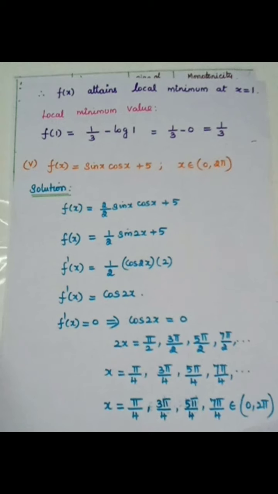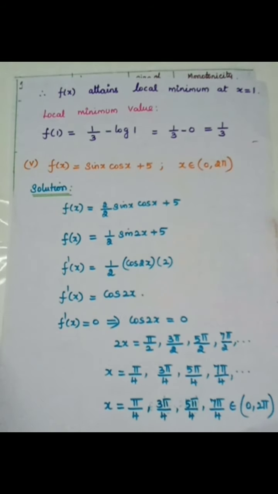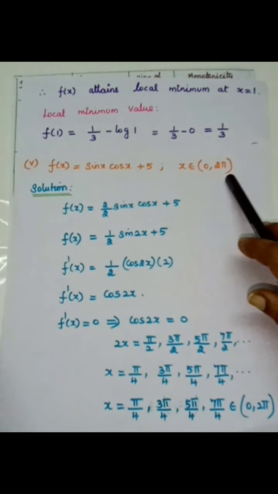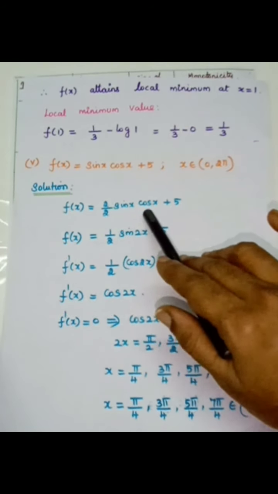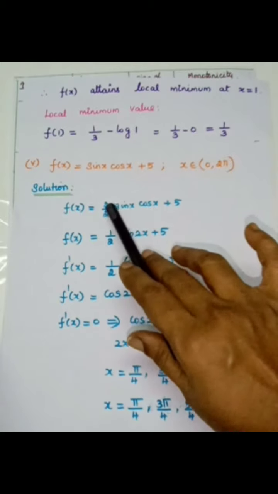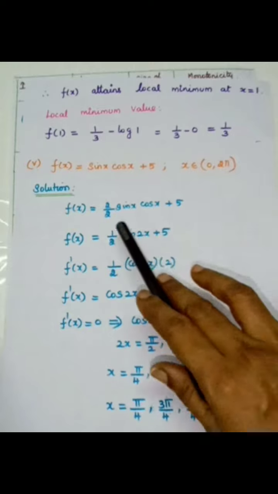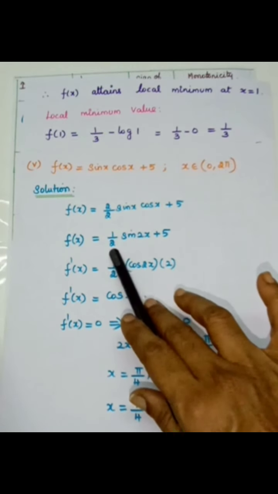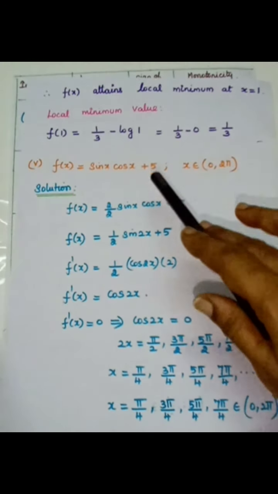Come to the fifth subdivision. f of x is equal to sin x cos x plus 5, where x belongs to the open interval 0 to 2 pi. That means 0 to 360 degrees. So I'll consider the function f of x and multiply and divide by 2. When I multiply by 2, it is 2 sin x cos x, which is the formula for sin 2x, and the denominator 2 I have written. So it becomes 1 by 2 sin 2x plus 5. I rearranged f of x.